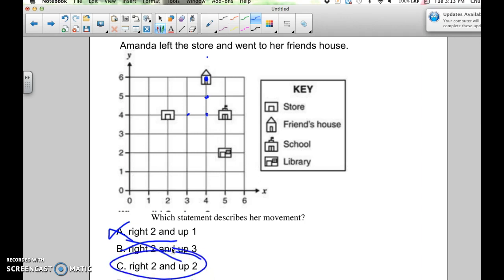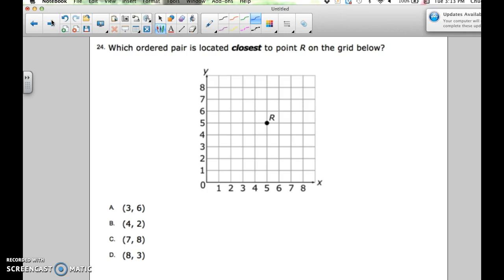All right, fantastic. We've got about 50 seconds left for this next question. We can knock it out, though, all right? You're going to have things tomorrow that are going to ask you which is closest to something. Can you solve that without plotting them all? No. So we're going to go 3, 6. 3, 6 is here. 4, 2 is here. 7, 8 is here. And 8, 3 is here. Which of these is the closest? It's 3, 6. This one is the closest.